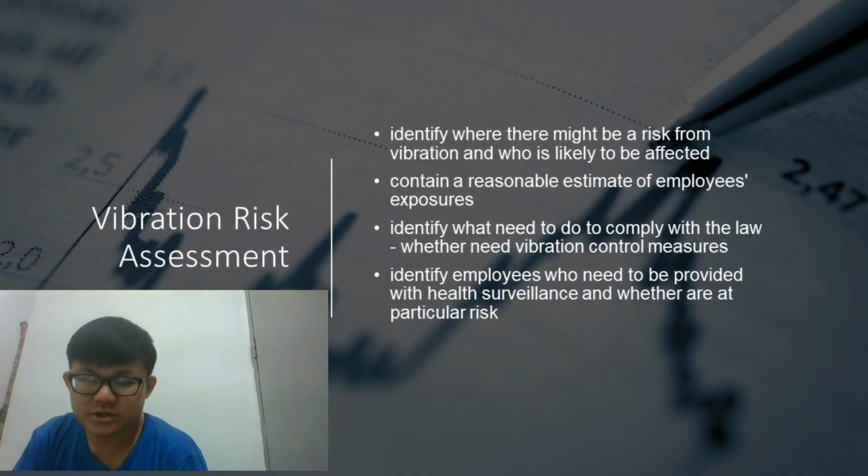The vibration risk assessment should identify where there might be a risk from vibration and who is likely to be affected. Contain a reasonable estimate of employee exposures. Identify what needs to be done to comply with the law, for example, whether vibration control measures are needed, and identify employees who need to be provided with health surveillance and whether they are at particular risk.